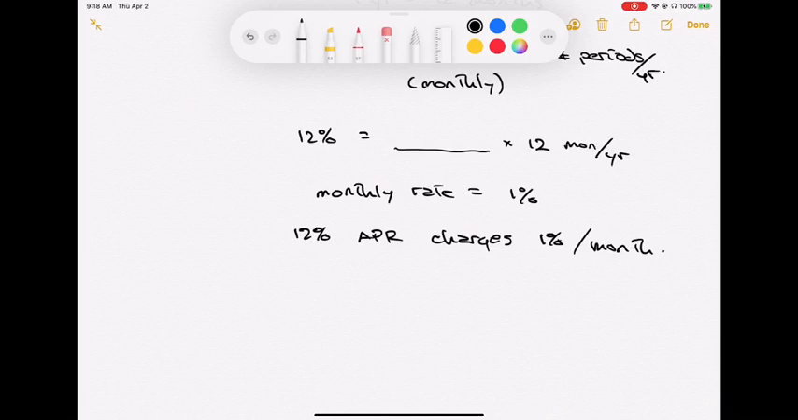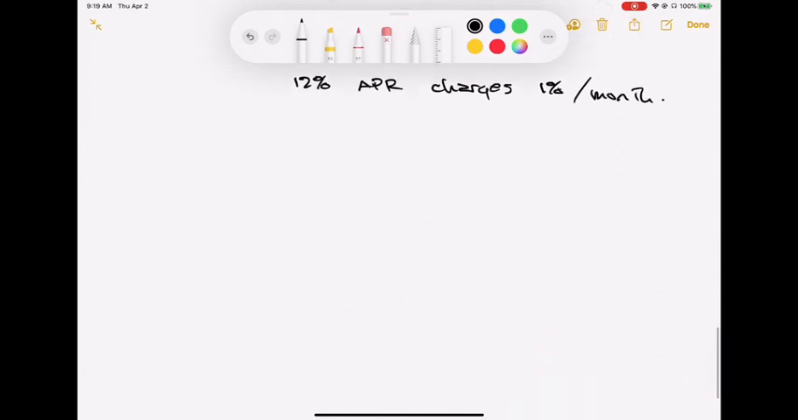And so when it comes to the end of the year, you're not going to just owe 12%, you're going to owe something more. So let's do an example of that as well. Suppose you borrow $100, okay? You borrow $100 on January 1st at 12% APR. We're going to make no payments whatsoever.